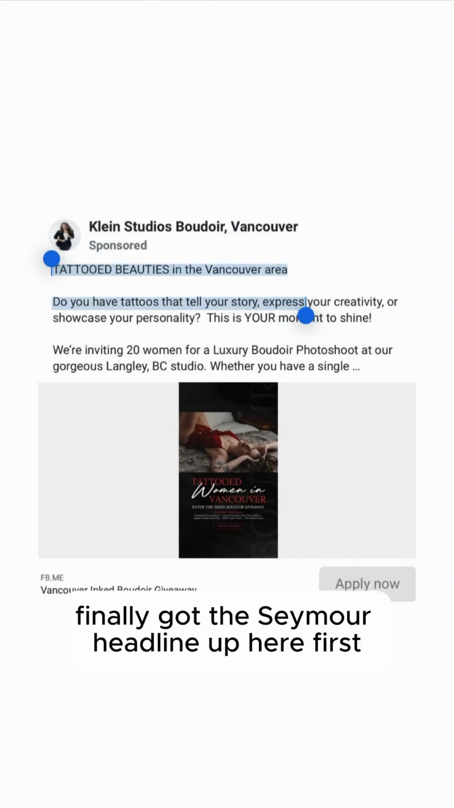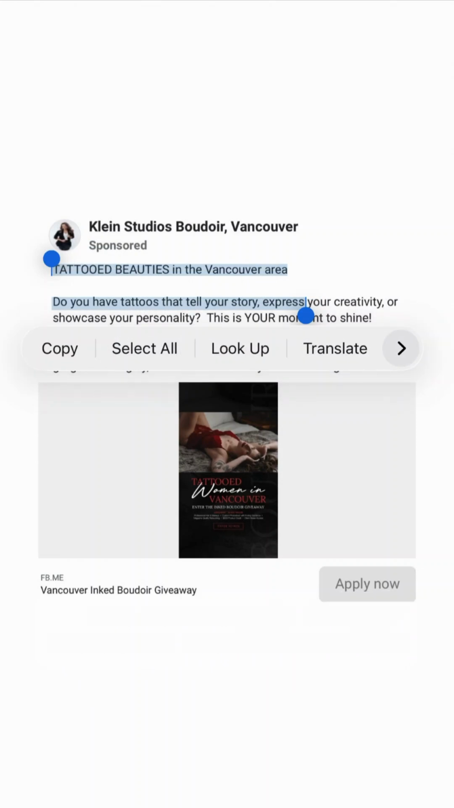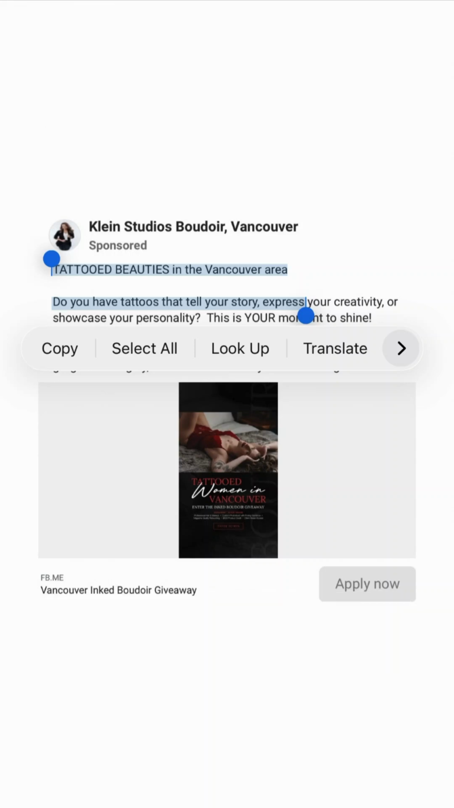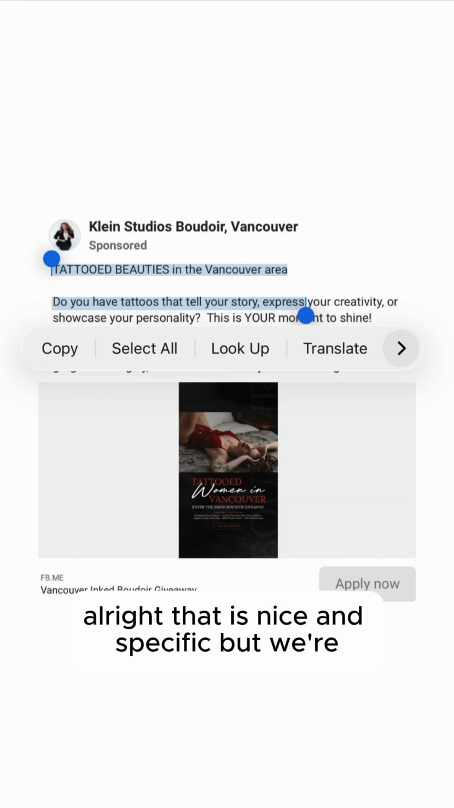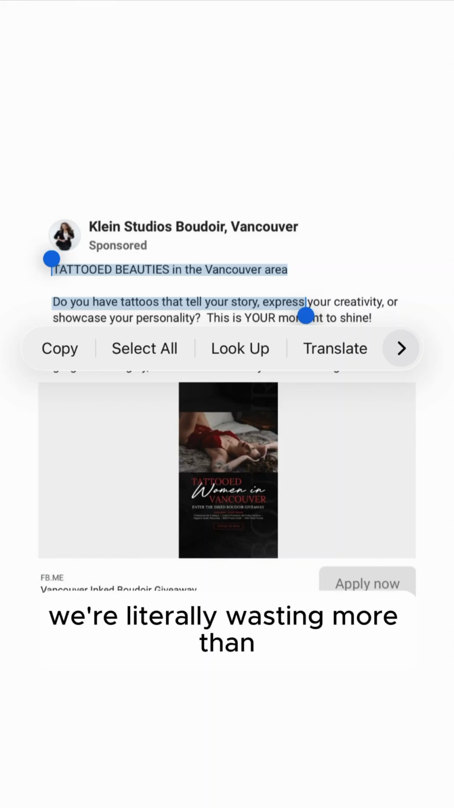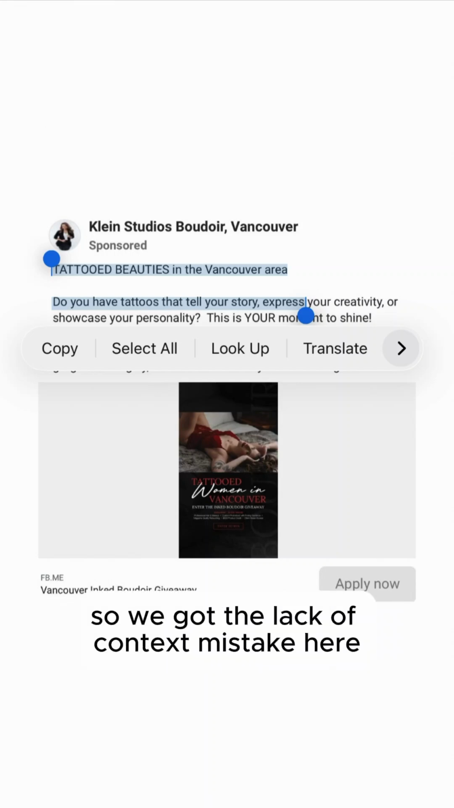Finally, we've got the see more headline up here. First 2 3/4 lines, Facebook mobile news feed. Tattooed beauties in the Vancouver area. Do you have tattoos that tell your story? All right, that is nice and specific. But we're literally wasting more than about half our space here because it's blank. So we've got the lack of context mistake here.